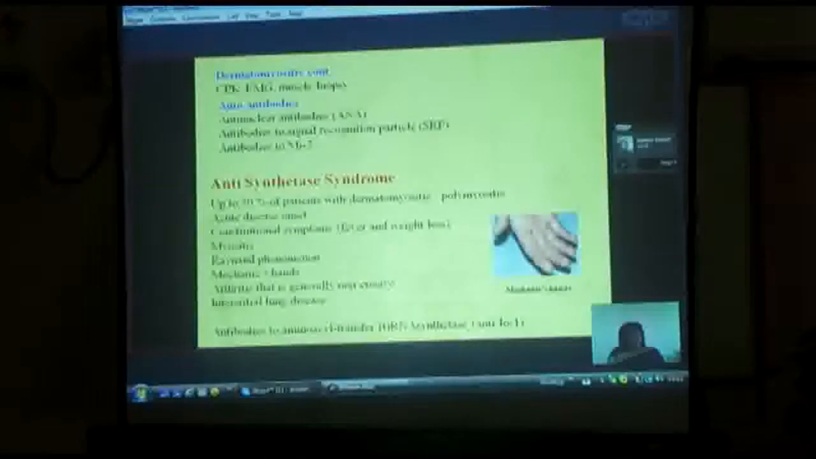Anti-Jo1 antibodies are usually present in these patients, which is an antibody to tRNA synthetase.